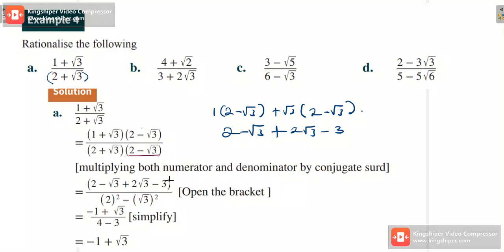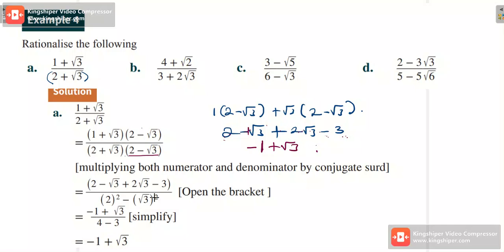Now let's simplify the numerator again. So from here, we see that this is negative root of 3. This is 2 root of 3. Here is 2 and this is negative 3. So 2 minus 3 will give us negative 1. Then here we have 1 here. We don't write it. So negative 1 root of 3 plus 2 root of 3. Negative 1 plus 2 will give us positive 1. So it will be 1 root of 3, which is the same as root of 3. So we are having negative 1 plus root of 3. And that is what we have here.